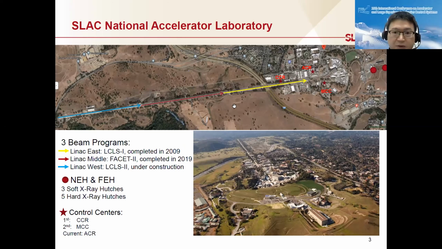You can see we have 3 beam lines. The one in yellow is the first one we completed in 2009, a free electron laser, LCLS-I. The second one, completed last year, is for the high energy physics experiment called FACET-II. The one highlighted in blue is under construction for LCLS-II, and it's a superconducting LINAC. And here you can see the white building as our cryo plant.